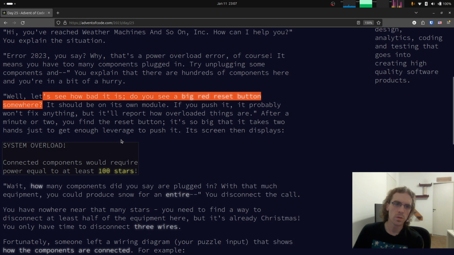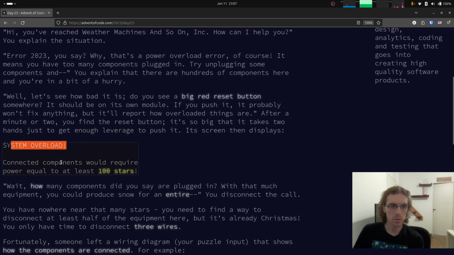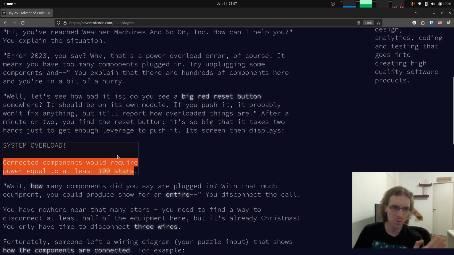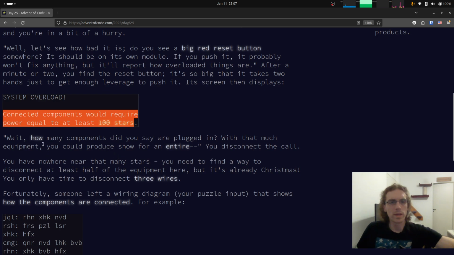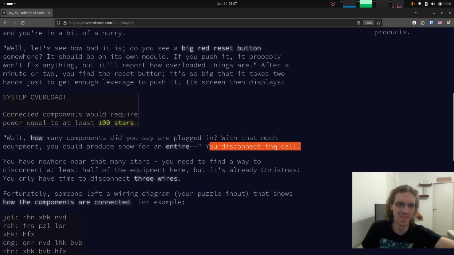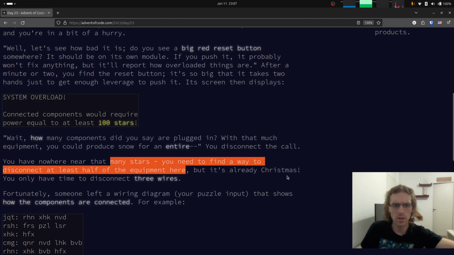After a minute or two, you find the reset button. It's so big that it takes 2 hands just to get enough leverage to push it. Its screen then displays system overload. Connected components will require power equal to at least 100 stars. Oh, okay, so we have to bring this number down, I guess. Wait, how many components did you say are plugged in? With that much equipment, you could produce snow for an entire... You disconnect the call. You have nowhere near that many stars. You need to find a way to disconnect at least half of the equipment here. But it's already Christmas. You only have time to disconnect 3 wires.